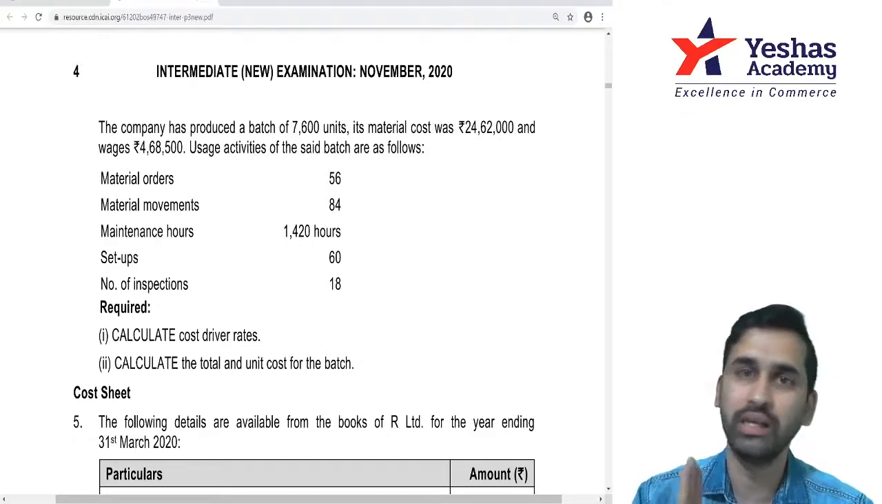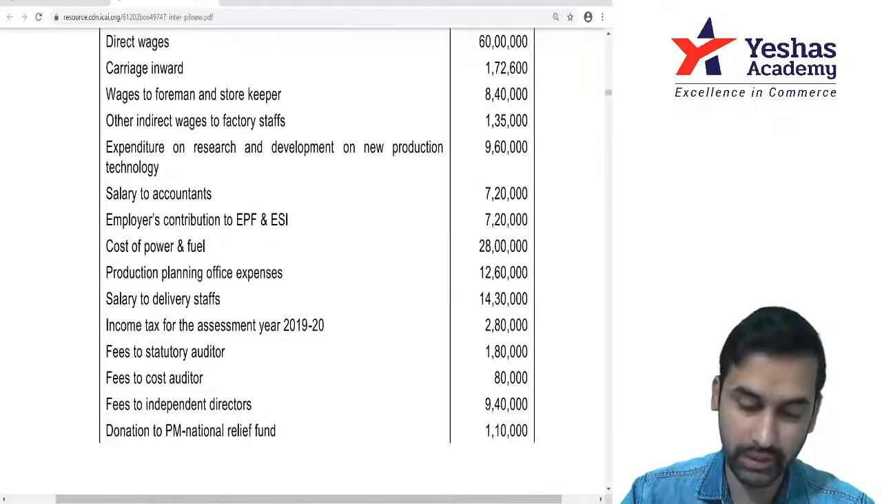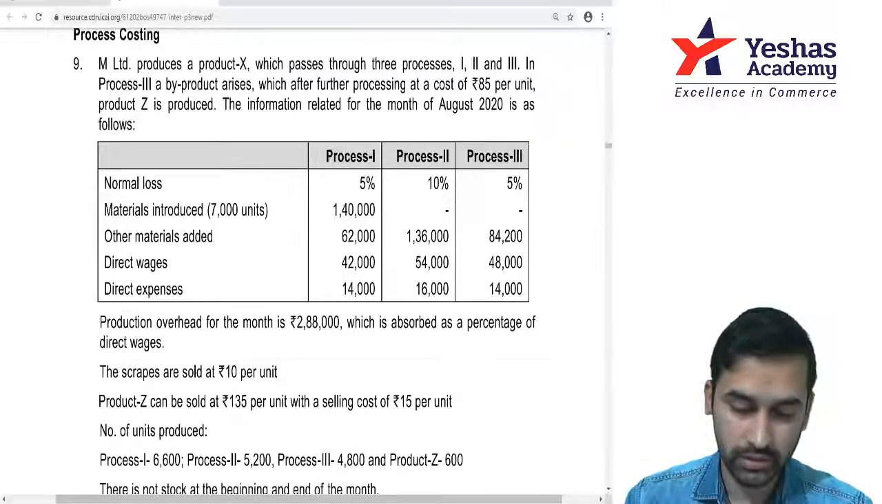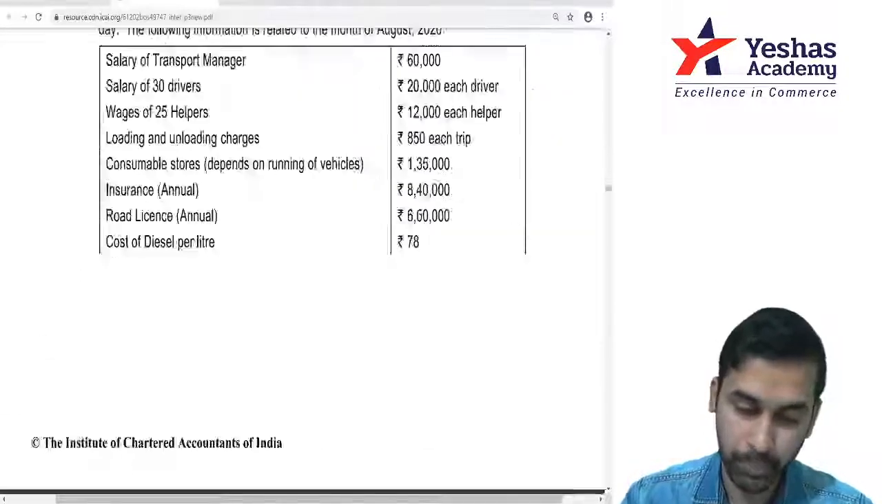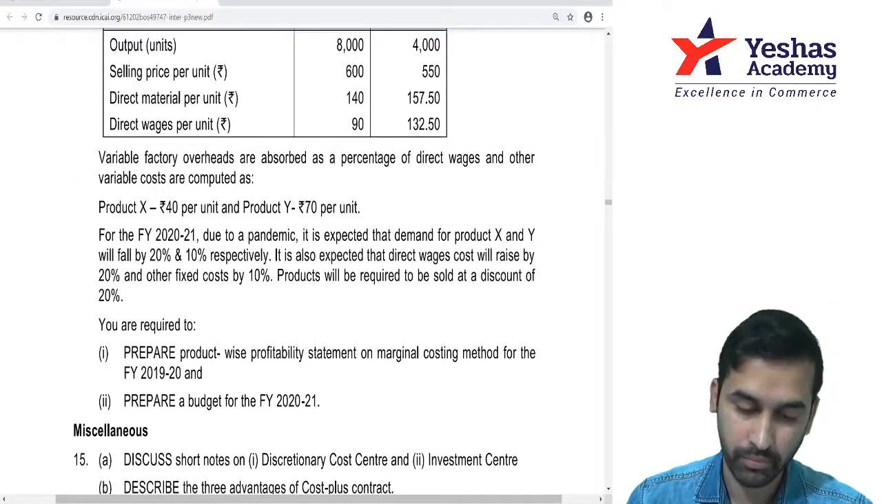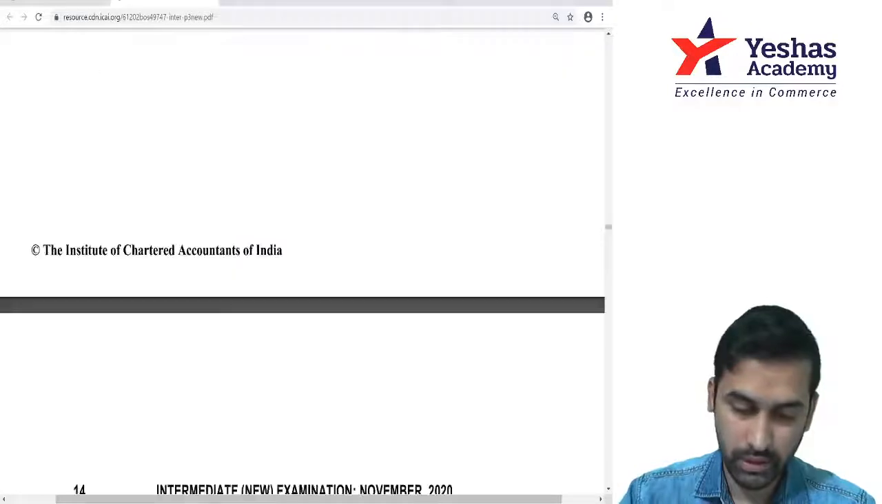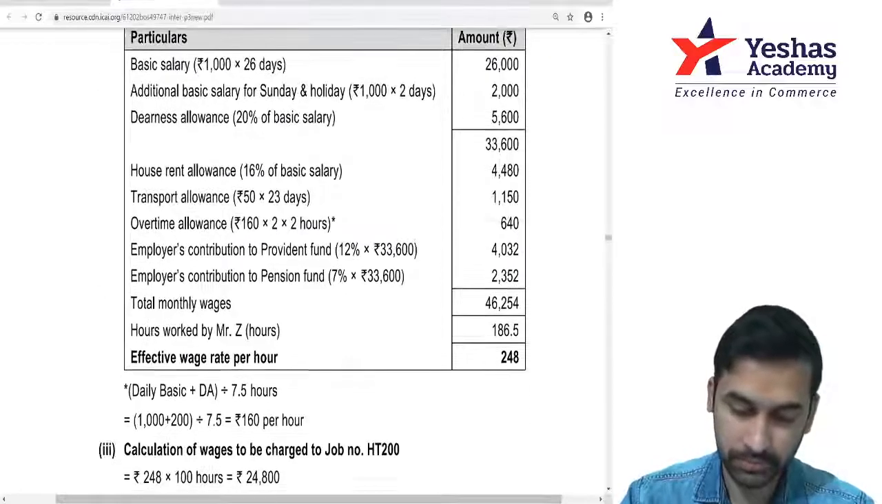Very, very easy question. Let's see what they have done in the answer. Just a minute. Where is the answer?